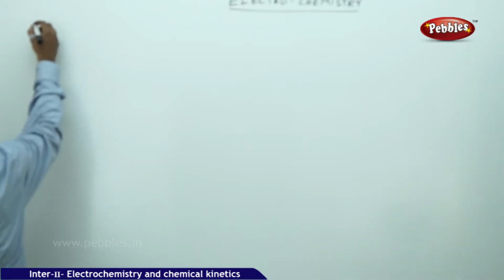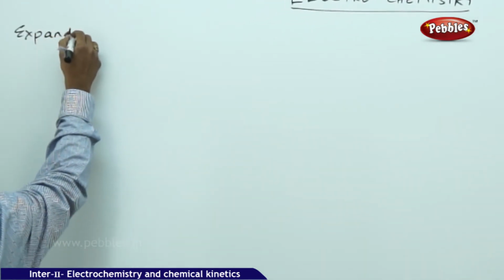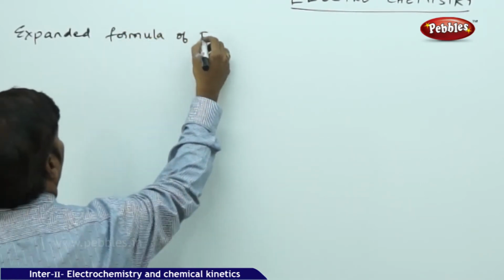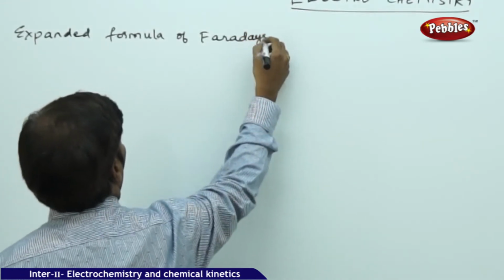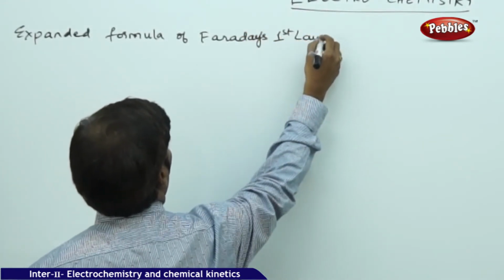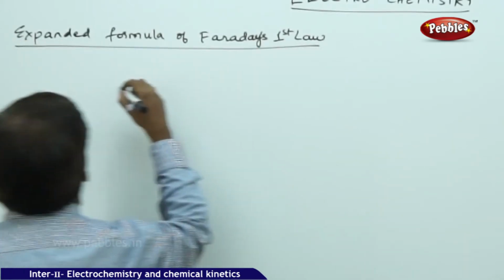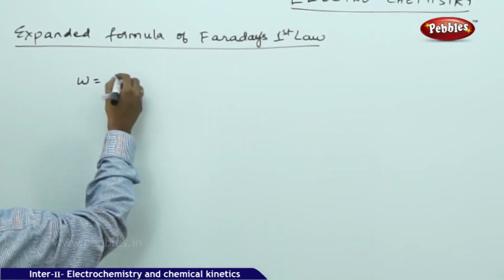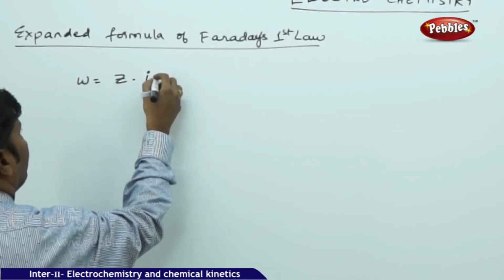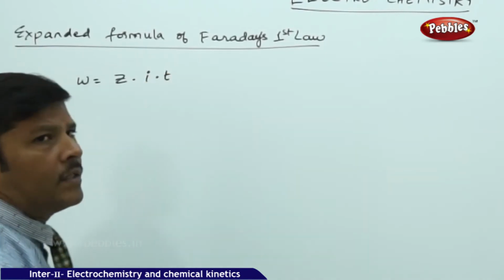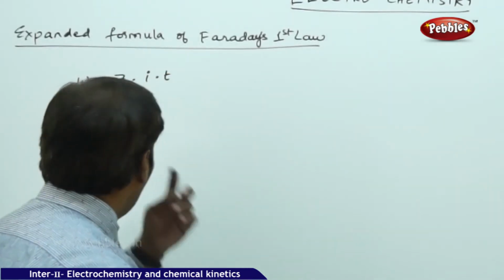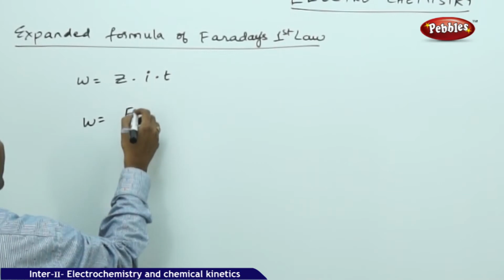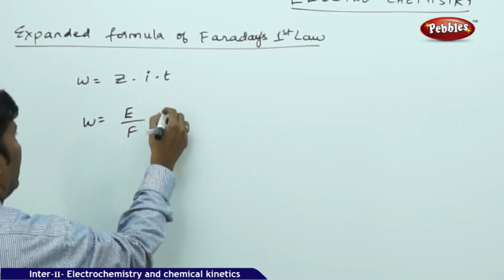So now let us go to the expanded formula of Faraday's first law. You know that the simplest formula for Faraday's first law is W is equal to Z into I into T, where I is the strength of the current and T is the passage of time. Now I am trying to expand this Z here. W is equal to E by F into I into T.